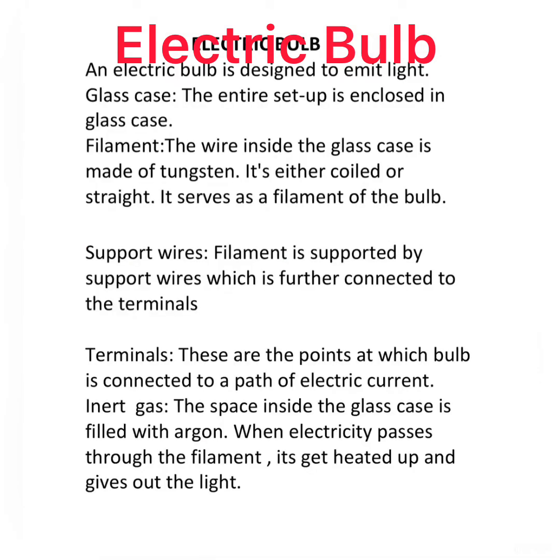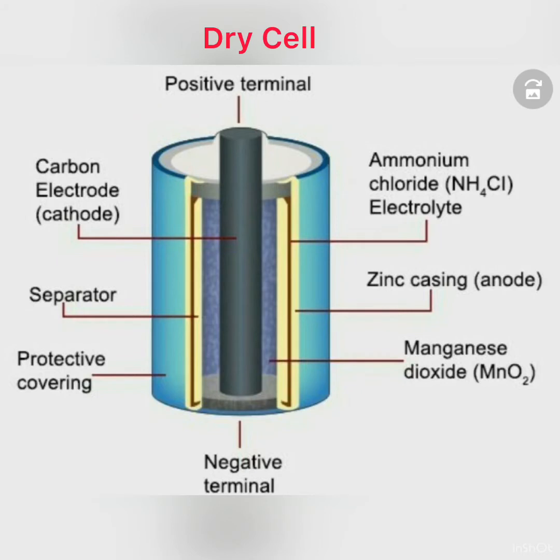Now we will discuss the dry cell. Dry cells are used in torches, clocks, radios, calculators, remote controls, and toys. An electric cell is a device which converts chemical energy to electrical energy. It consists of a metal cap at the top which acts as the positive terminal. The outermost part of the dry cell is a zinc case. The bottom of the zinc case acts as the negative terminal.